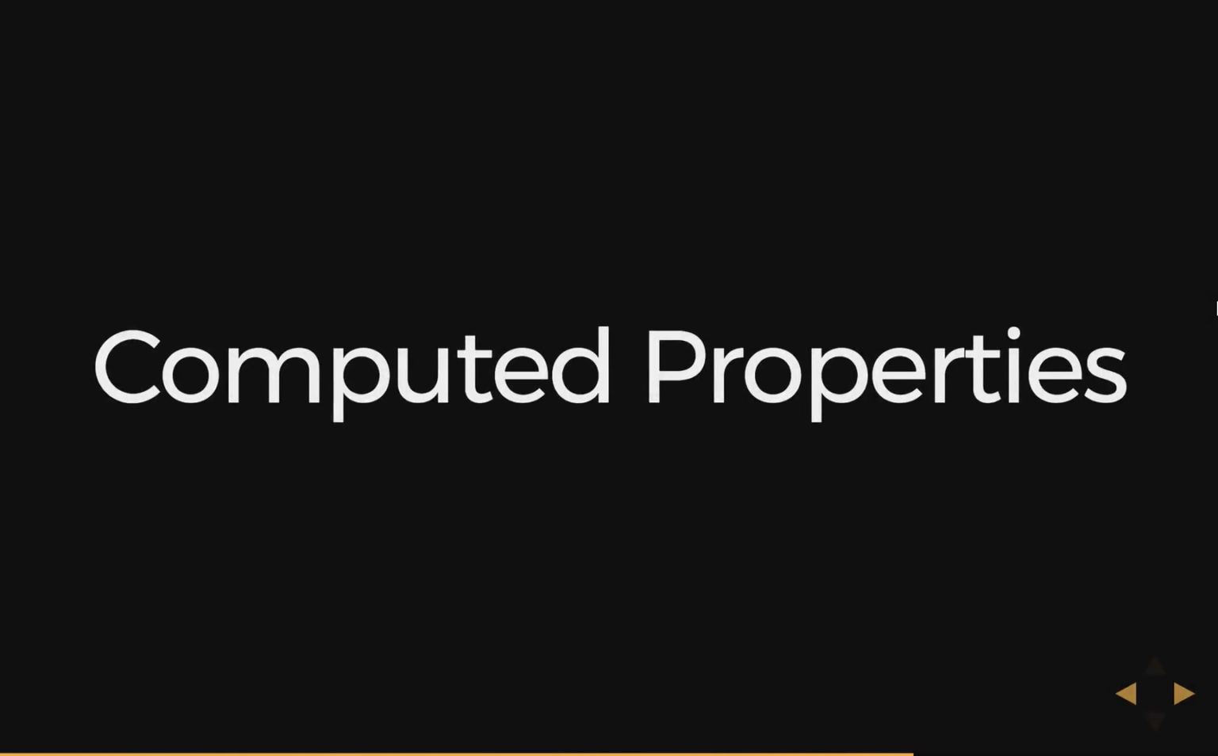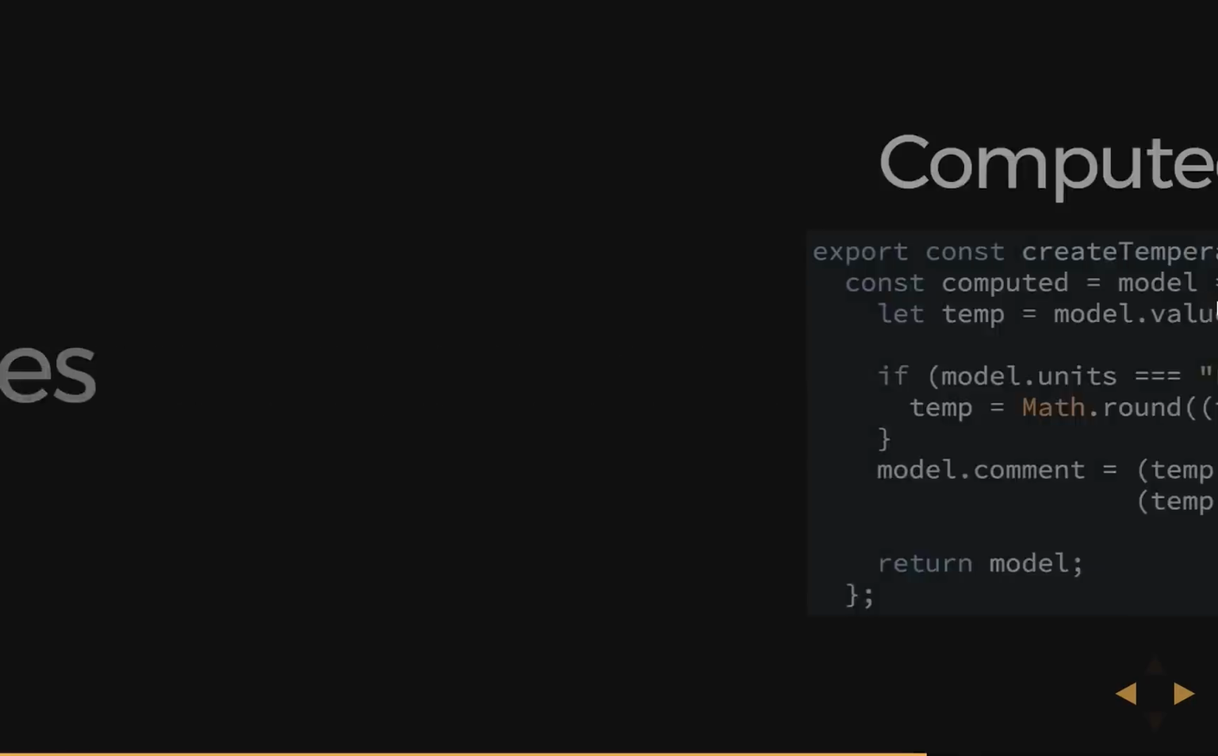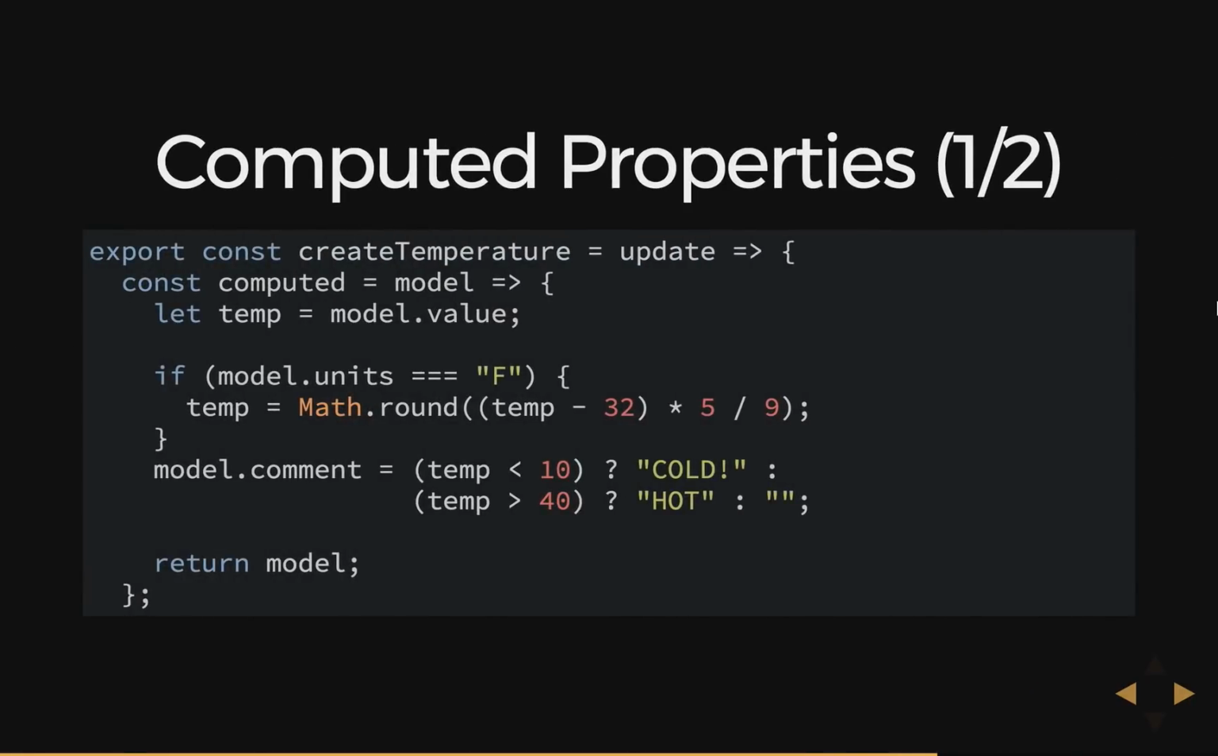Computed properties. These are properties that are a result of some kind of calculation on other properties of the model. We do not want to burden the view with those calculations, but we just want to make those values available for the view to display. We want to make sure that those computed properties are always up to date when the other properties of the model change. Well, this is very easy to do.